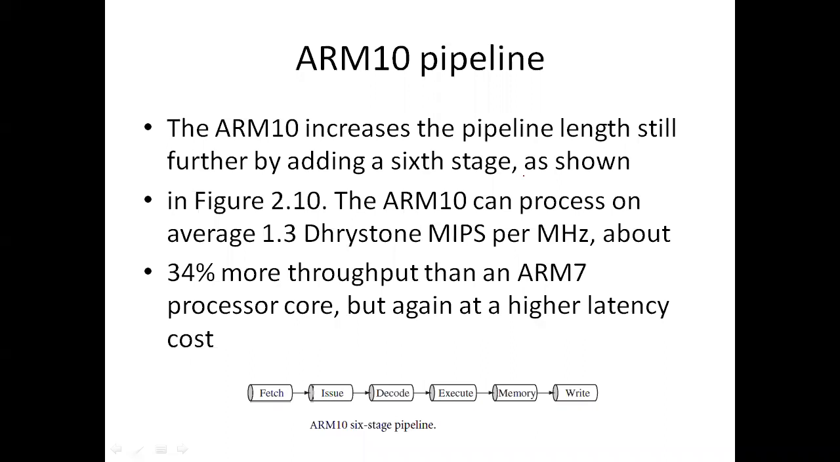They have split the execution process into 6 stages. Because of that extended pipeline, you can operate this ARM10 at a higher frequency and get better performance. It can execute as many as 1.3 million instructions per megahertz frequency.